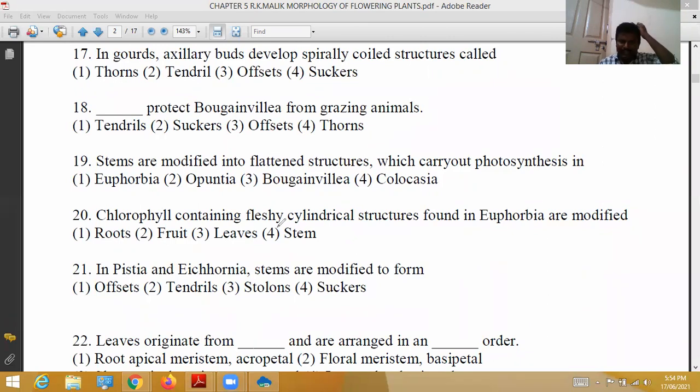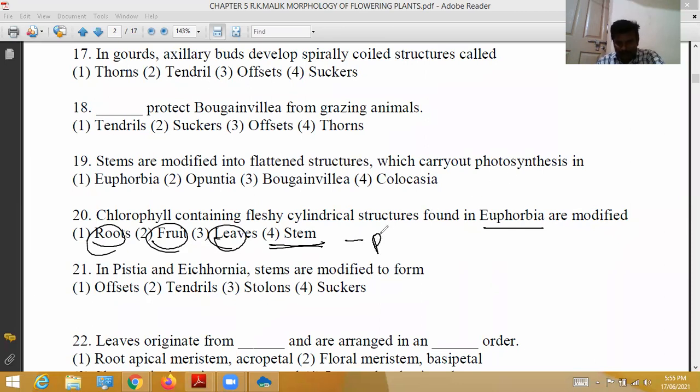Next, chlorophyll containing fleshy cylindrical structures found in euphorbia. Those are modified stems. In the euphorbia plant, chlorophyll containing fleshy cylindrical structures are modified, not roots, not fruit, not leaves. Stems.